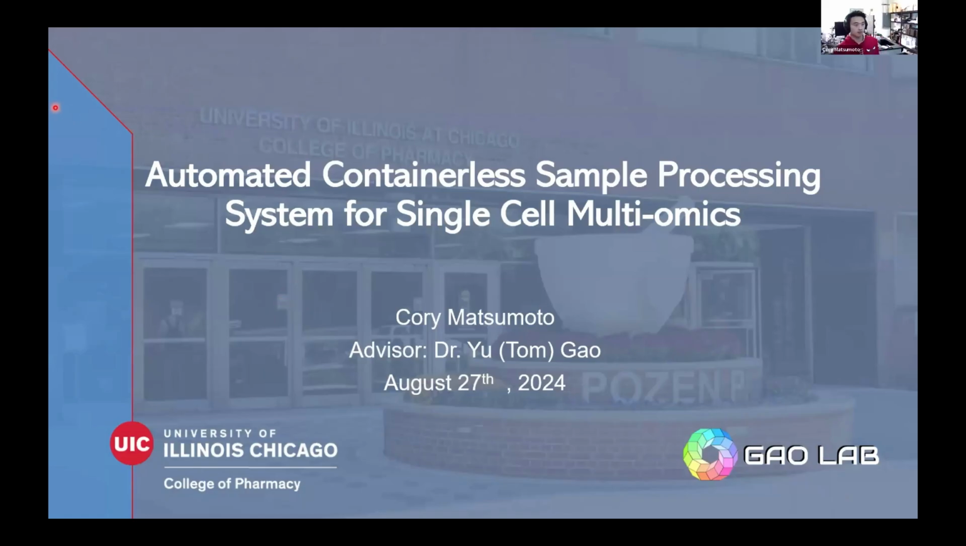Okay. So can you see this screen fine? Yes, looks great. Okay. So my name is Corey Matsumoto from the Gao Lab at UIC. And I'll be presenting the automated containerless sample processing system for single cell multiomics.